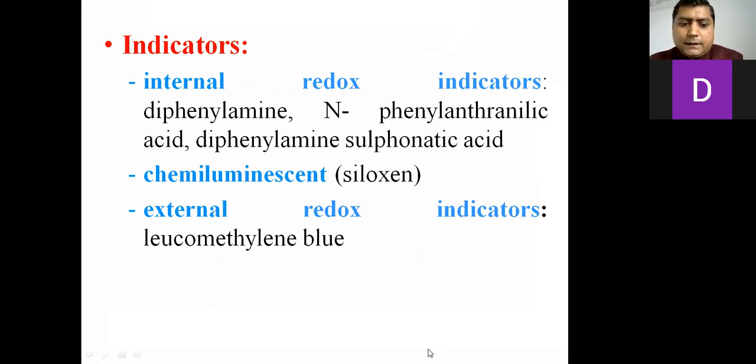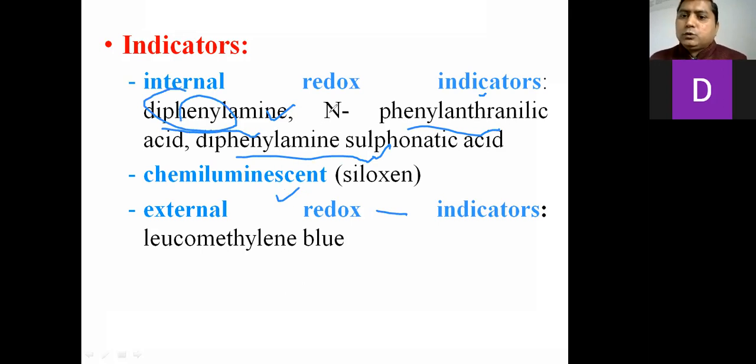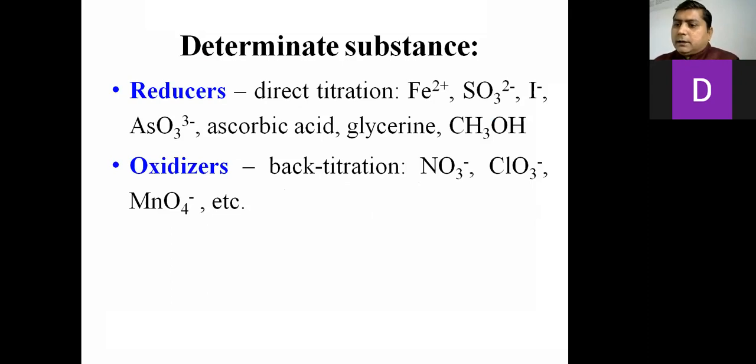As for the indicator, what types of indicator can we use in this case? We can use internal oxidation indicators, the redox type indicators, like diphenylamine, N-phenylanthranilic acid, and diphenylamine sulfonate acids. Of these, diphenylamine is mainly used, and phenylanthranilic acid is also mainly used. These are the indicators that we can use as internal indicators. Potassium permanganate, as a self indicator, may be used without one, but for potassium dichromate we have to use other indicators.